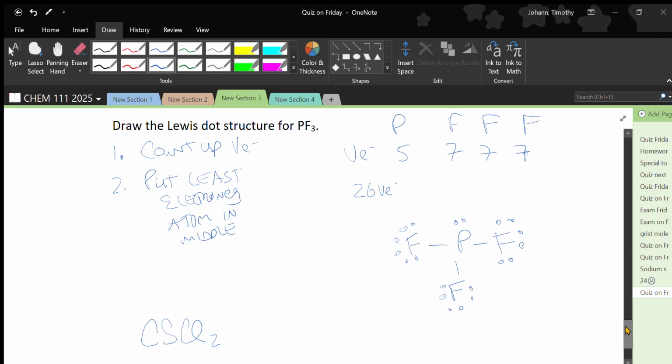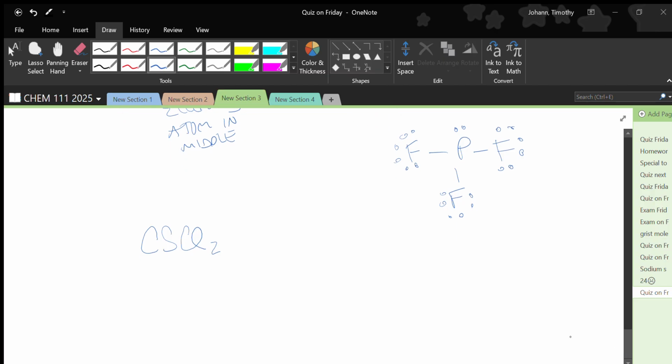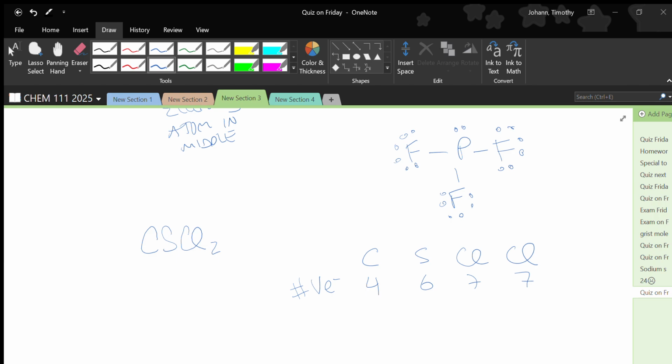All right, so we said that we need to figure out how many valence electrons we have to play with, right? That's the first bit. So we'll go ahead and make a table here. Number of valence electrons: carbon has 4, sulfur has 6. I'm just going to fly through this. Chlorine has 7, and chlorine has 7, right? I'm just counting across the periodic table to do that. For chlorine, we haven't gone farther down.